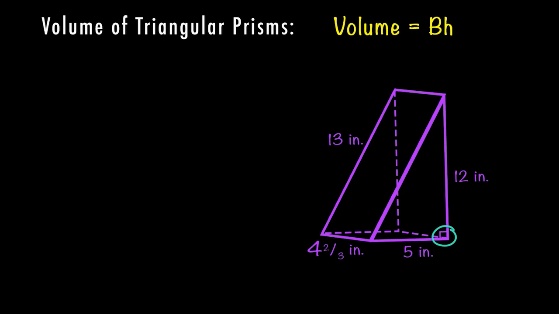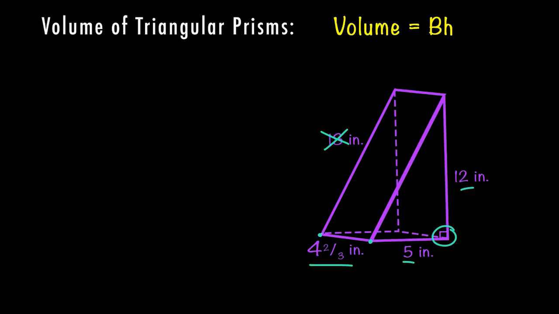So that means that the 5 and the 12 are the base and the height of the triangle. Again, this one is not laying on its base. The base is going to be your triangles. And so I don't want to worry about the 13. That's the other side of the base, the triangle. I do want to look at 4 2/3. This is going to be the length between my two bases, which is the height of my prism.